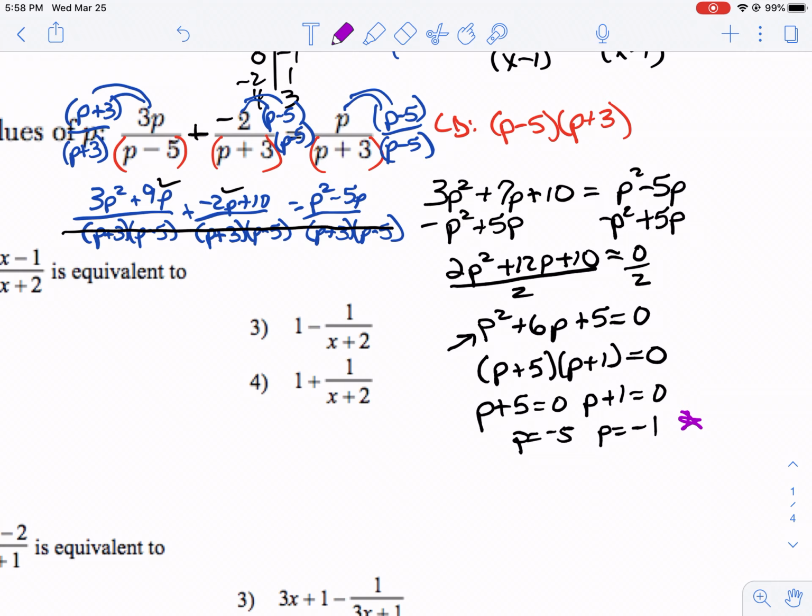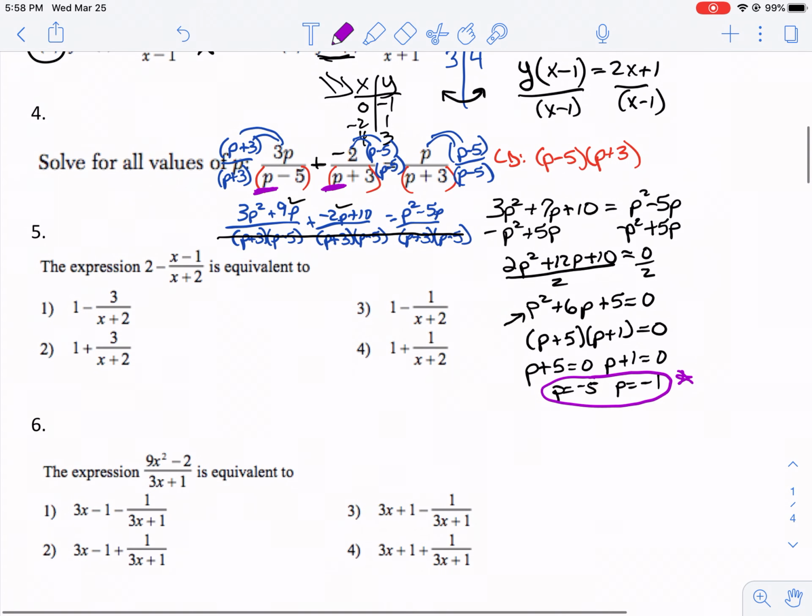So if I plug a negative 5 into either one of these denominators, do I get a 0? No. So negative 5 is a good answer. If I plug negative 1 into either one of those, do I get a 0? No. So that means both of these answers are good. And on a Regents, if one of those answers caused a 0 and you didn't reject it, of course you're going to lose a point.